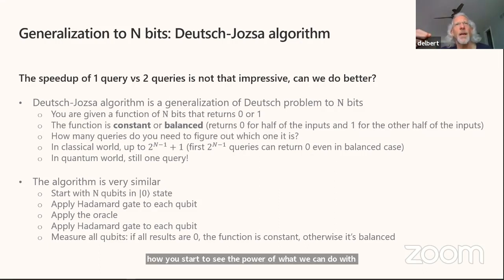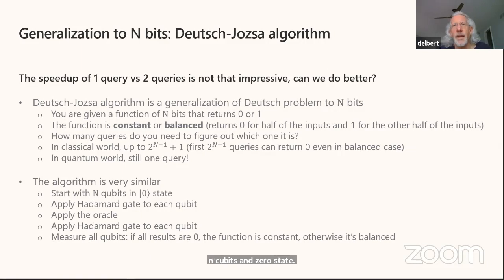And this is a very common pattern we'll see, where you put your qubits in a superposition state, and then you work with them. And as you work with them, you nudge the probabilities in the right directions, so that when you measure, you're going to get a good answer. And so in this case, the algorithm itself is very similar to the Deutsch algorithm, right? You start with n qubits in the 0 state. You apply a Hadamard gate to each qubit.